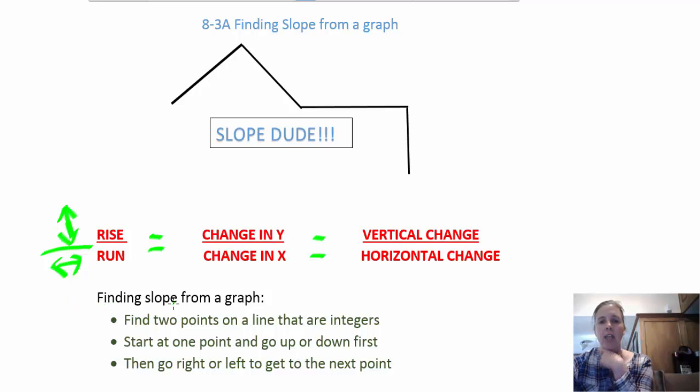So when you're finding slope from a graph, I'm going to show you a graph and you have to find the slope of the line. You find 2 points on the line that are integers. I found them for you already in these first few. You want to see exactly where it crosses. You don't want it to be at 1/2 and 3/4, it's like at 5, 3. Start at one point and go up or down first, then go right or left to get to the next point. So we're going to go up and down and then right and left.